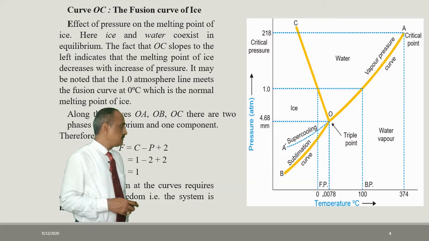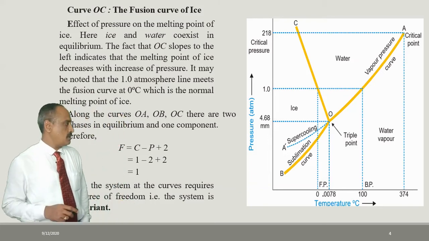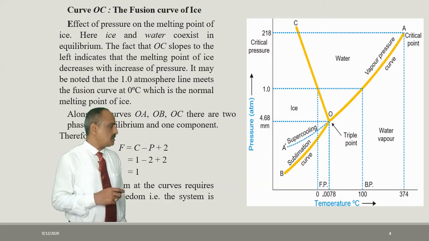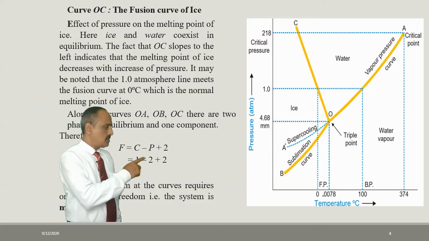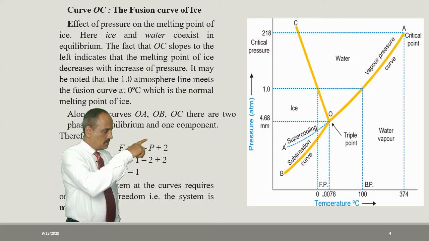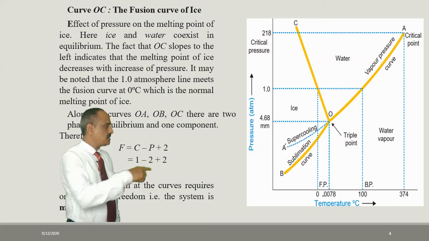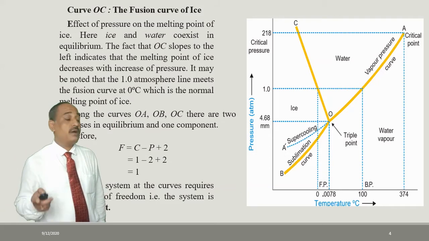Now, if you see here again, it is noticeable in the diagram that the one atmospheric line meets the fusion curve at 0 degree centigrade. So, you clearly see in the diagram, on the pressure side 1.0 atmosphere is shown, and then at this point, 1 atmospheric pressure and 0 degree centigrade. So, at 0 degree centigrade what happens? Normal melting point of ice. This is nothing but the normal melting point of ice.